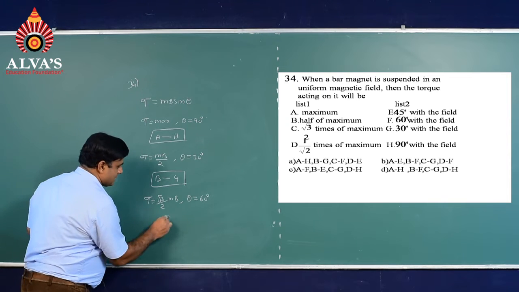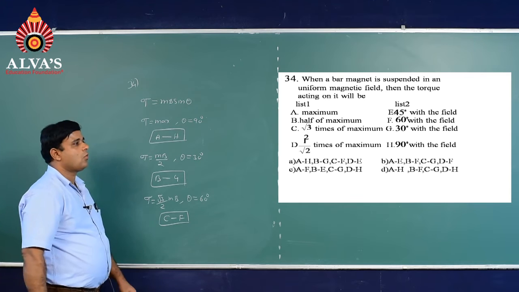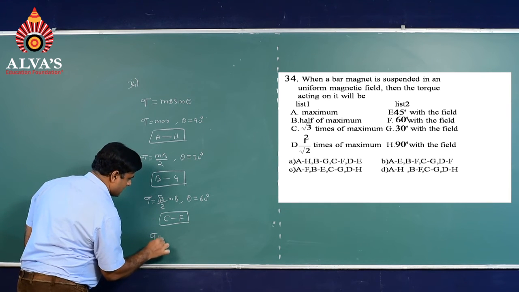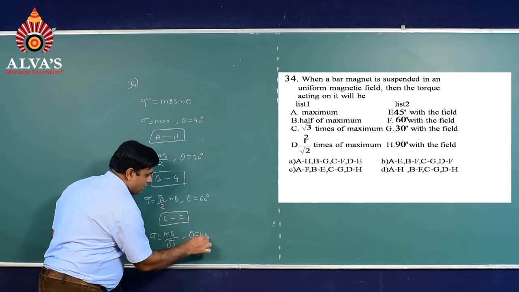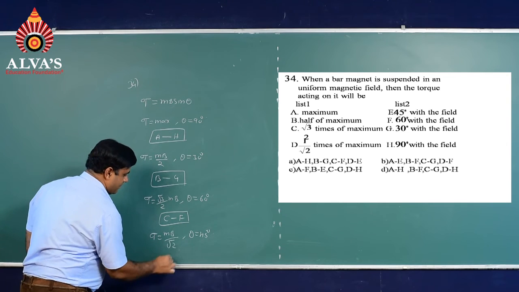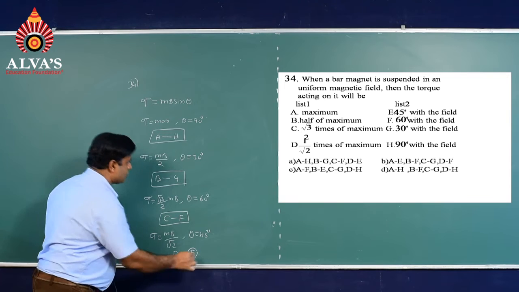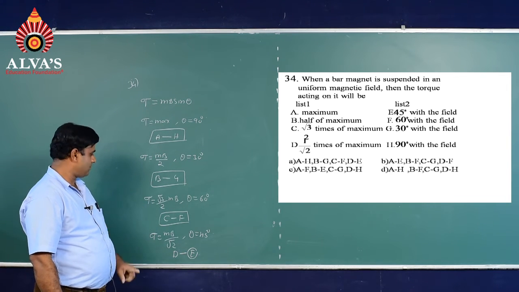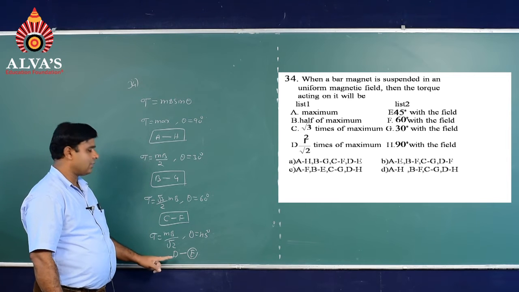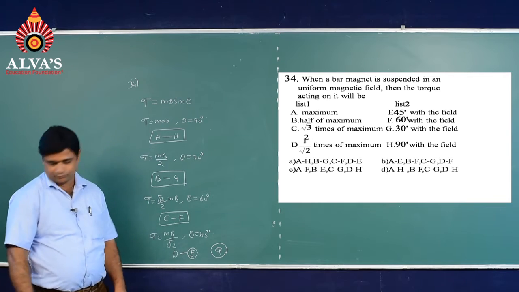Therefore, C goes to F. 1 by root 2, tau is mB by root 2, for that sin theta should be 1 by root 2 when theta equals 45 degrees, implies D goes to E. So, the answer should be A goes to H, B goes to G, C goes to F, D goes to E. So, A is the answer.